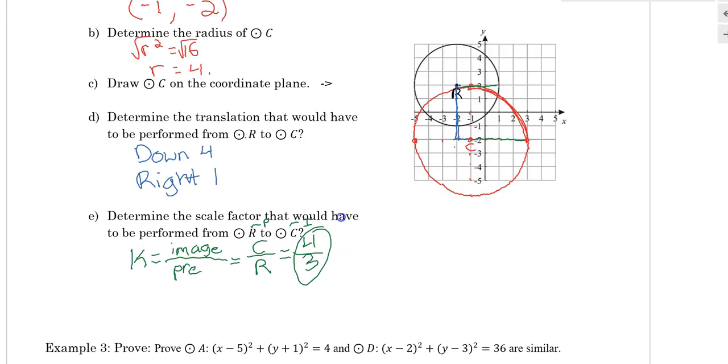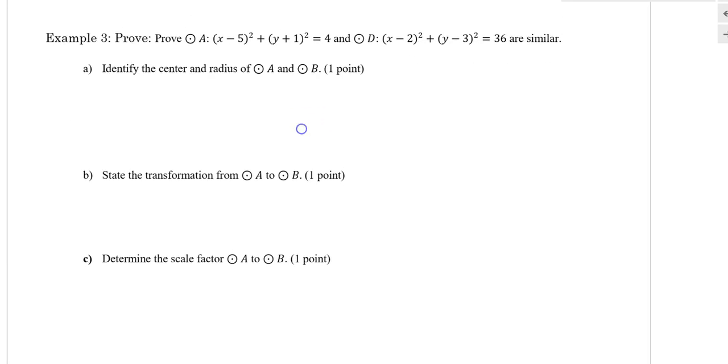All right, our last example. Prove circle A, which is (x - 5)² + (y + 1)² = 4, and circle D, (x - 2)² + (y - 3)² = 36, are similar. I can prove this by showing that it's a translation and a dilation. So the first thing I'm going to do is identify my center and radius of A and B.